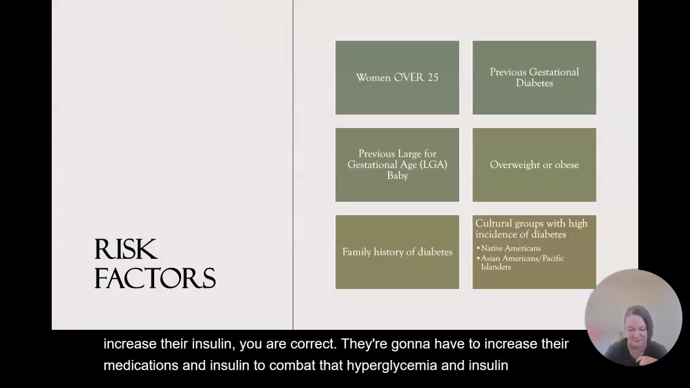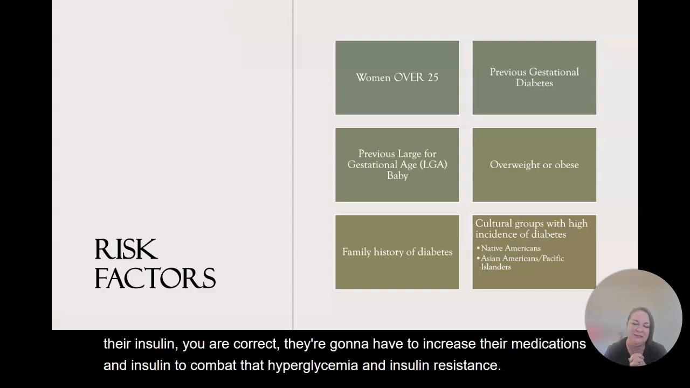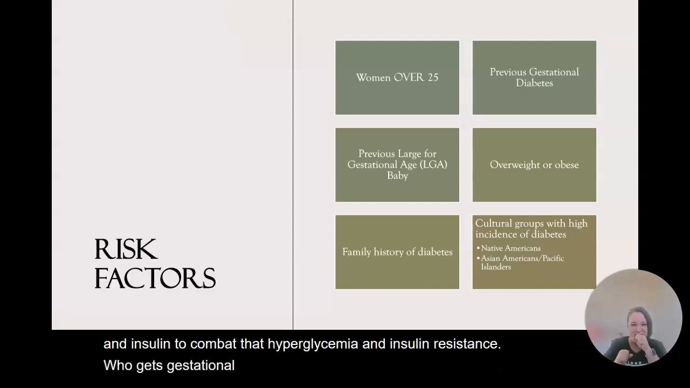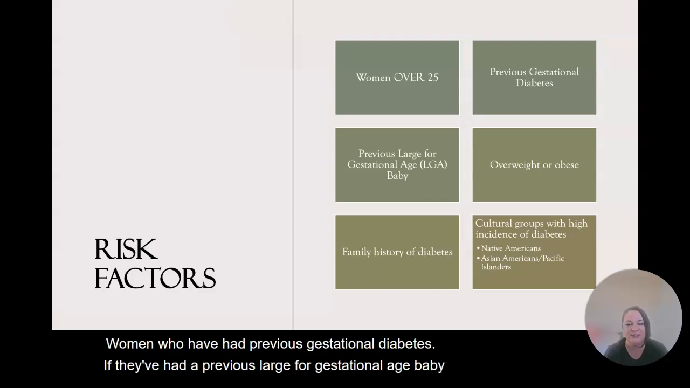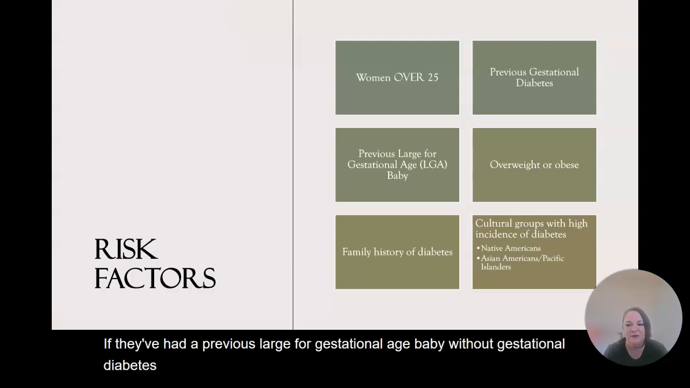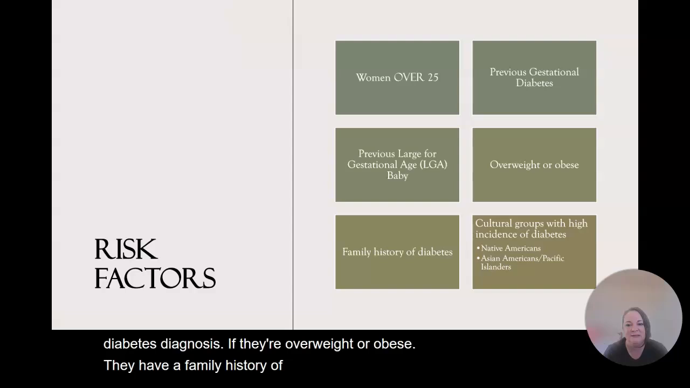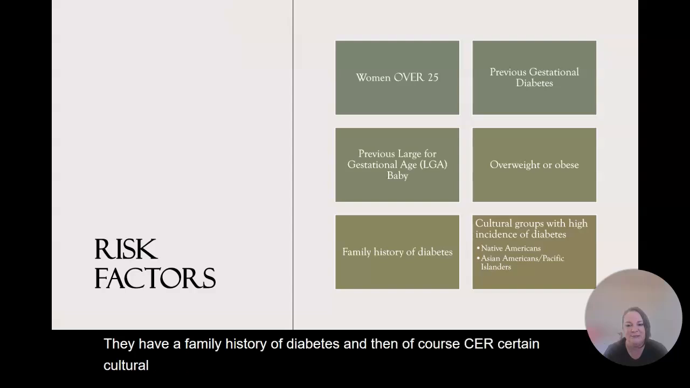The risk factors for gestational diabetes include women over 25, women who have had previous gestational diabetes, those who have had a previous large for gestational age baby without a gestational diabetes diagnosis, those who are overweight or obese, those with a family history of diabetes, and, of course, certain cultural groups with a high incidence of diabetes, such as Native Americans, Asian Americans, and Pacific Islanders.